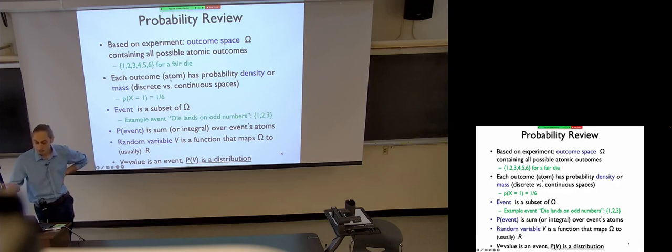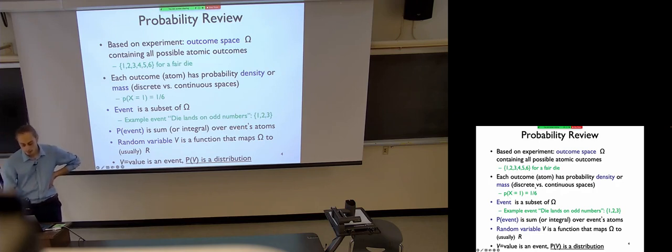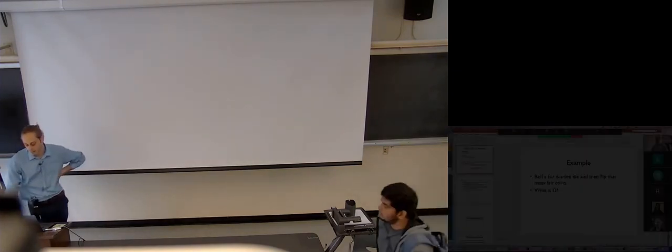Each outcome, also called an atom, has a probability density or mass. For example, the probability that a die lands on 1 is 1 over 6 for a fair die. And then we talk about an event. An event is a subset of omega, of the outcome space. For example, the die lands on odd numbers, 1, 3, or 5. Sorry for the mistake, I will correct it now. Or it can land on an even number, 2, 4, or 6.